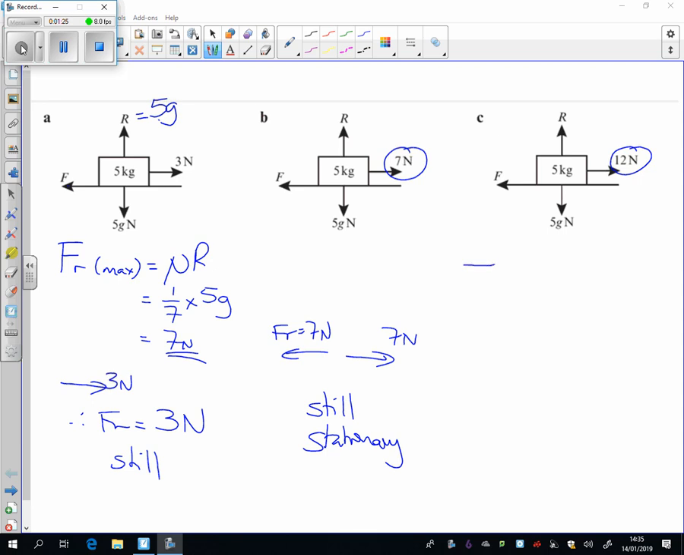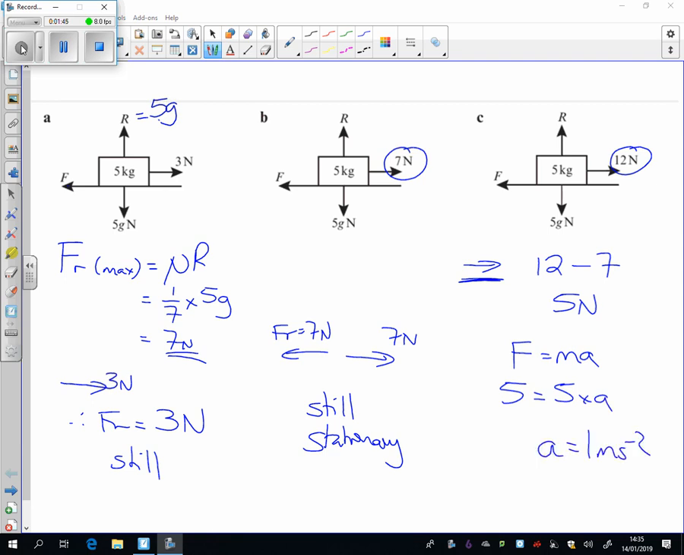But a tiny bit more now, and looking at this direction here, we're going 12 newtons one way. Our frictional force will now be 7 back again. And so the resultant force will be 5 newtons to the right. Using F equals ma, 5 equals mass times acceleration. So the acceleration here will be 1 meter per second squared off to the right hand side.